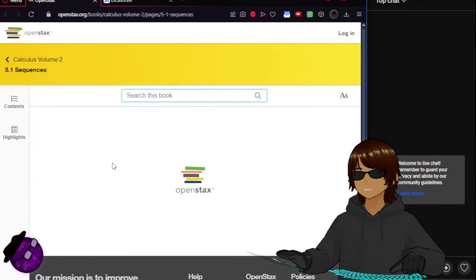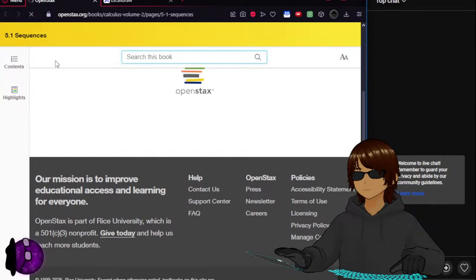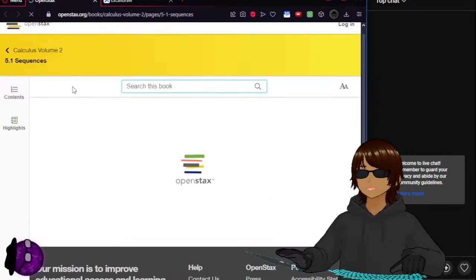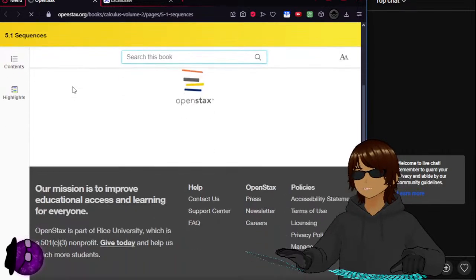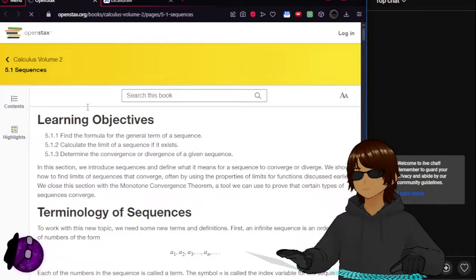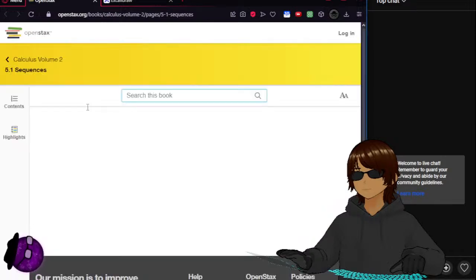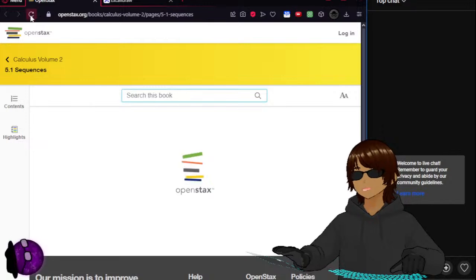Now what is happening? The fourth term would be a times r to the power of 3. So the nth term would be a times r to the power of n minus 1. I think as soon as I press the refresh button, it then loads.